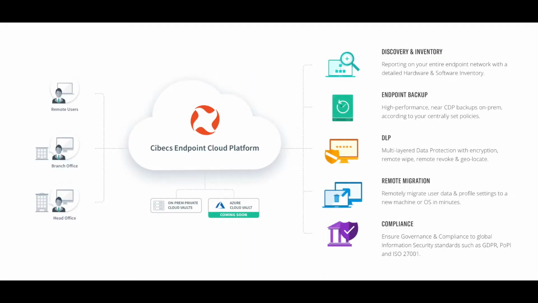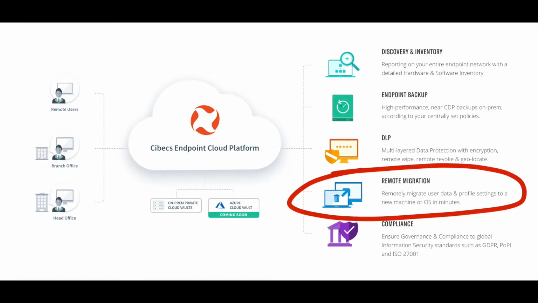Cibecs Endpoint Cloud is a hybrid cloud solution that allows companies to manage business data that is stored on endpoint devices from one central cloud console. One great feature that is a huge benefit to IT departments is the remote migration capability.